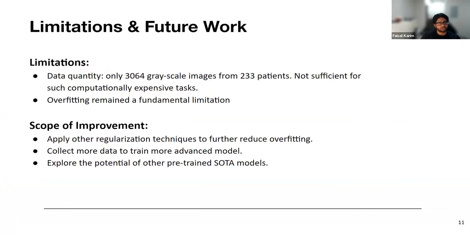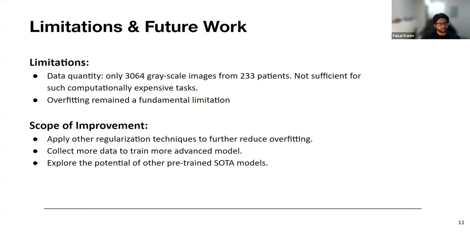So some of our limitations are that we only used 3,064 grayscale images from 233 patients. And that, to be honest, is a very small number of images to do such a large, expensive task. And also we noticed that overfitting was a major problem.